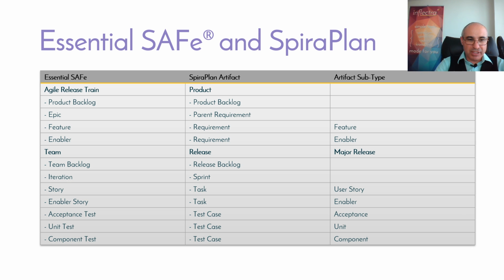You can either just use the names from the SAFe by changing the artifact type, the requirement types, or if you want to call them different things, that's fine. But basically, as far as we're concerned, features and enablers are just different types of requirement. The team is effectively the release. The team backlog is the release backlog. The sprint is the iteration, and the stories can either be a story, or the enabler story could be an enabler. It's really up to you. But typically, what you'll do is the tasks can be configured as your user stories, and then your non-functional will be a different type of task. And then your acceptance test, unit test, and component test, as defined by SAFe, are just different types of test case. So this is a good layout. This layout maps SAFe, Essential SAFe, directly onto SpiraPlan. And again, feel free to use this when you're designing your SAFe implementation.